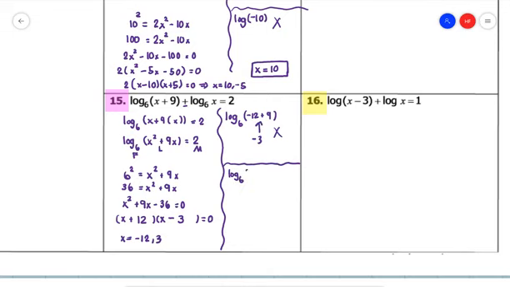Log base 6 of 3 plus 9, which is 12, plus log base 6 of 3 equals 2. Log base 6, multiply them, 36 equals 2. Convert: 6 to the power of 2 equals 36. That's true. So my answer is x equals positive 3.